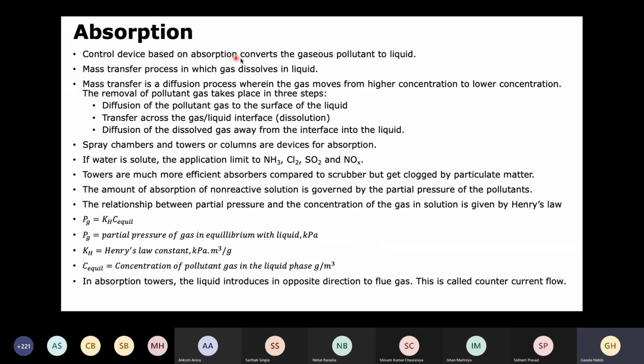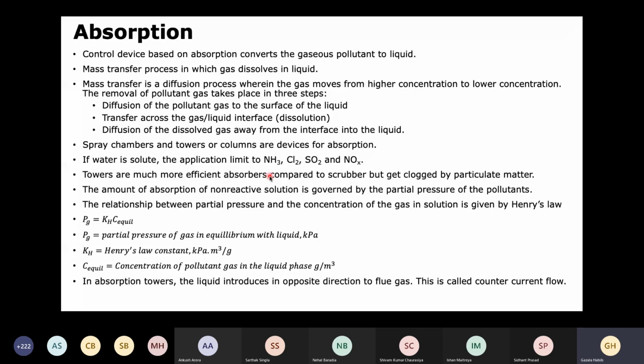Control devices based on absorption convert the gaseous pollutant to liquid. It is a mass transfer process in which the gas dissolves in liquid. As I said, it's a chemical reaction or chemical phenomenon. For example, as I told you in earlier classes, if sulfur dioxide or nitrogen oxide is coming out from any stack or industry, and water is present in the atmosphere, it will react with water. It's aqueous phase chemistry, we say, and it will form H2SO4, right?